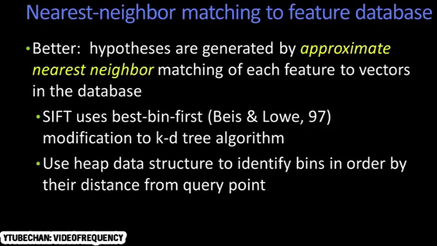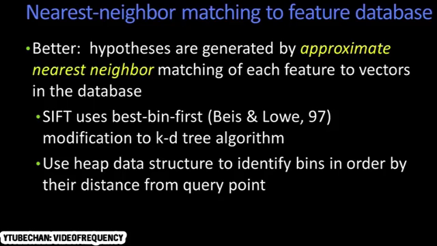So we're going to do something a little bit smarter, okay? We're going to use an approximation to a nearest neighbor search. The idea is that we generate hypotheses from an approximate nearest neighbor matching for each of the vectors. SIFT uses this algorithm by Beis and Lowe called best bin first, and it's a modification to the KD tree algorithm.